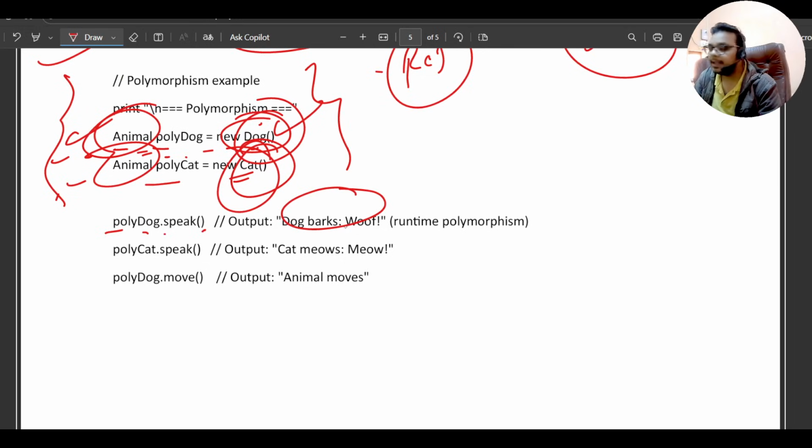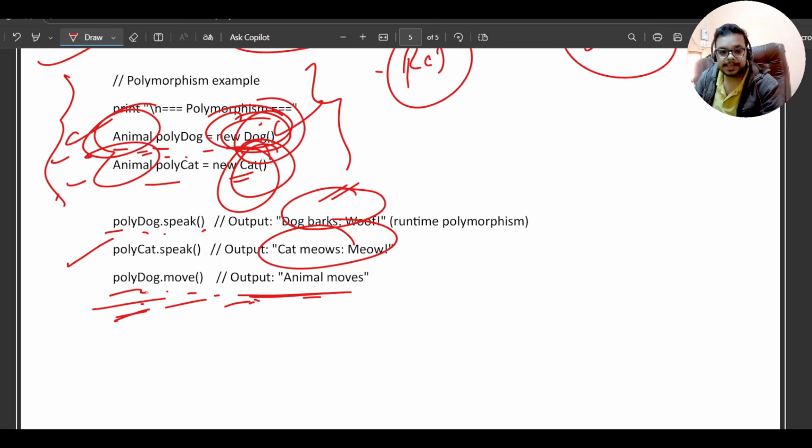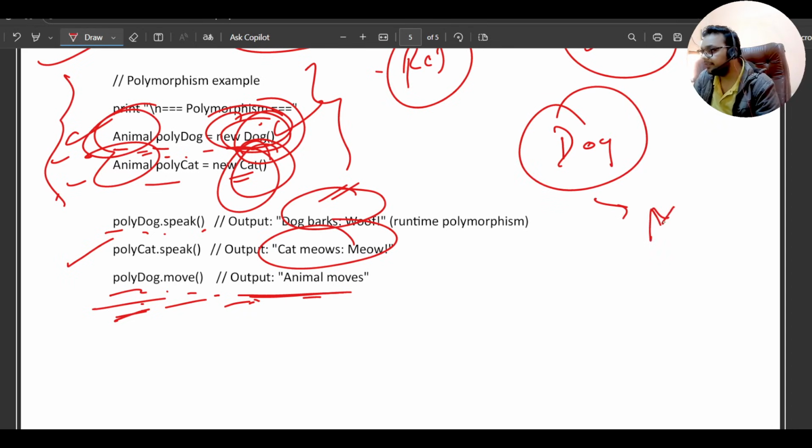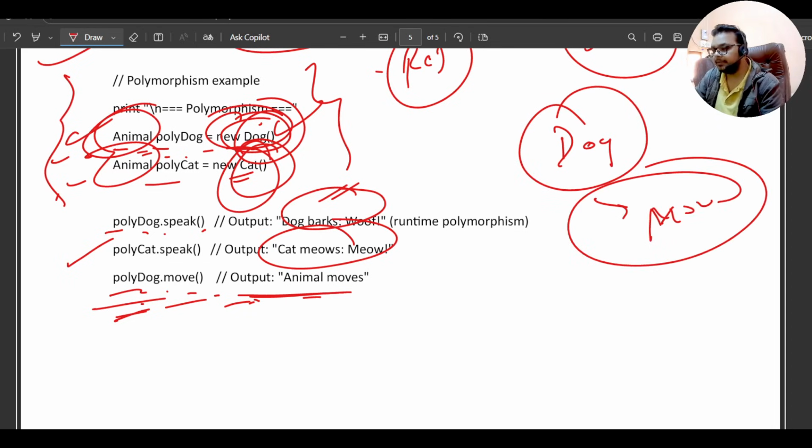It will not say animal sound. Okay, it will say dog barks. Why? Because see here, the object it is referring to. And polyCat.speak, so it will say cat meows. And when we say polyDog.move, it will say animal moves. Why? See, the Dog object does not have the move definition, but the Animal has. Okay, so that's why it will say animal moves. Okay, because it will take that from the Animal definition.